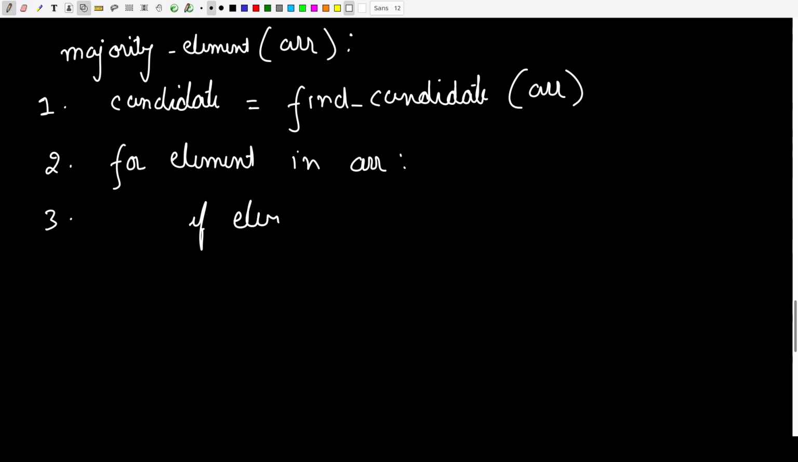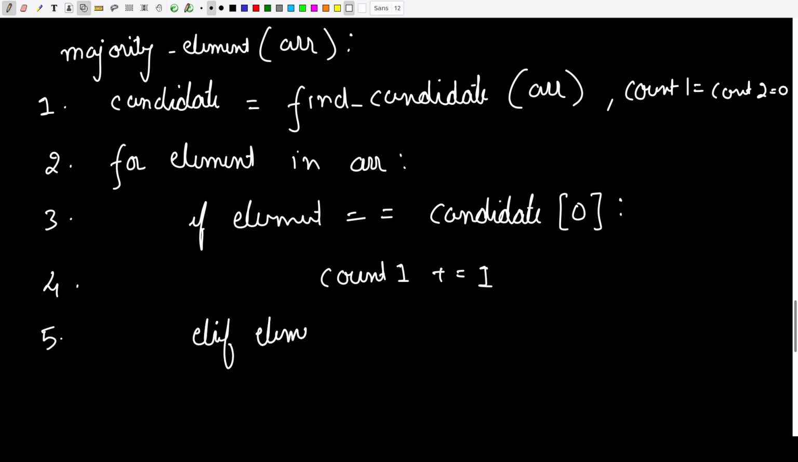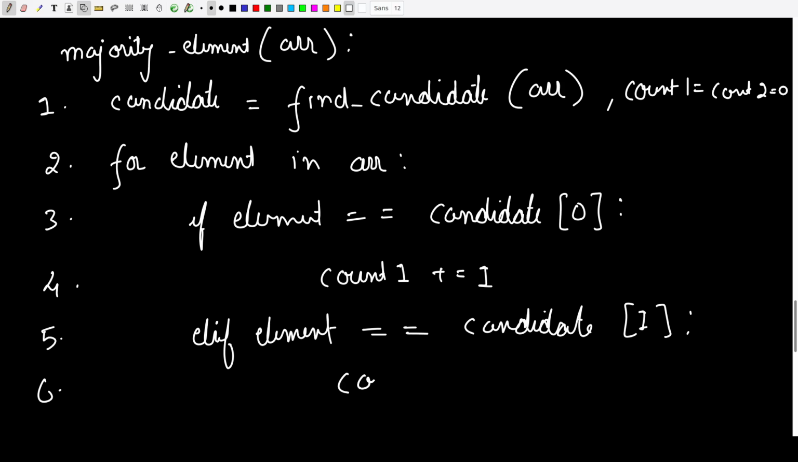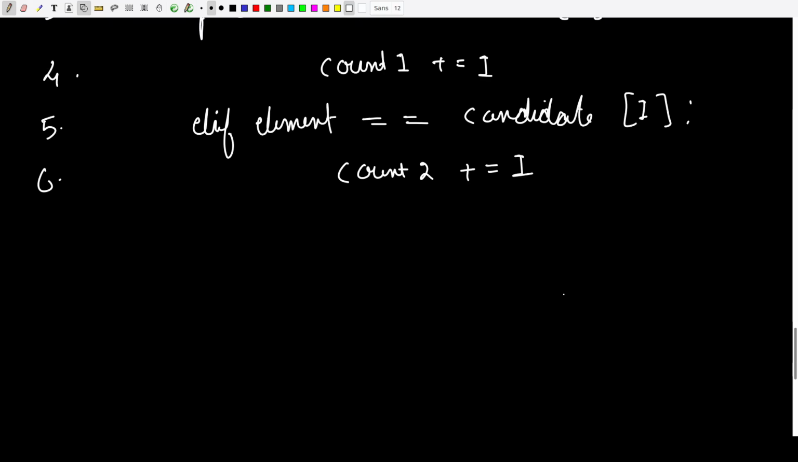So if element equals candidate 0, then let's take a count as well. Let's say count 1 and count 2 are there and the initial value is 0. So we are going to increase count 1 by 1. And if this condition is not satisfied, then we check if element equals the second candidate element. If that is the case, then we increase count 2 by 1. And in this way, we have found the frequency of the candidate elements.